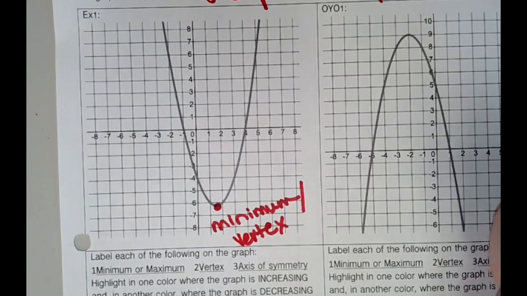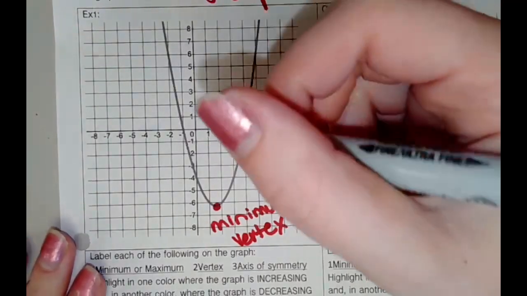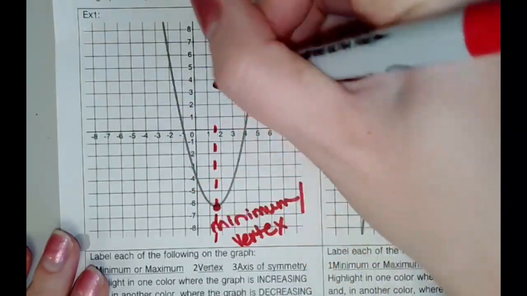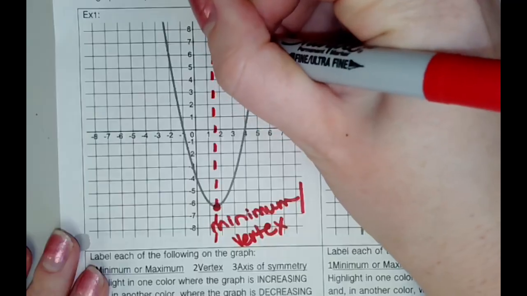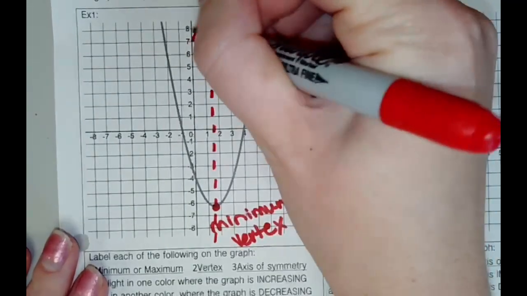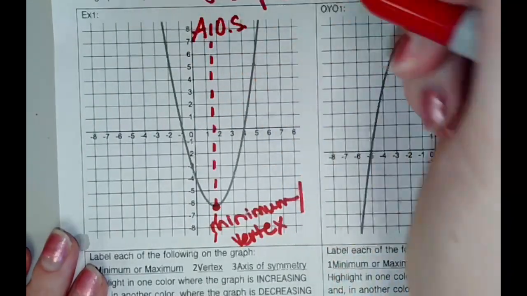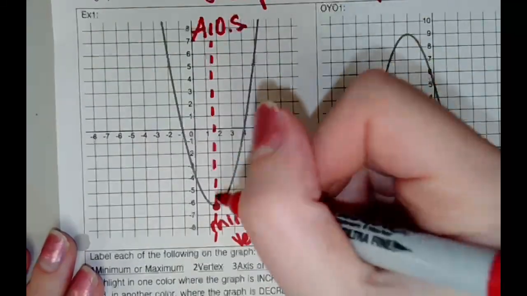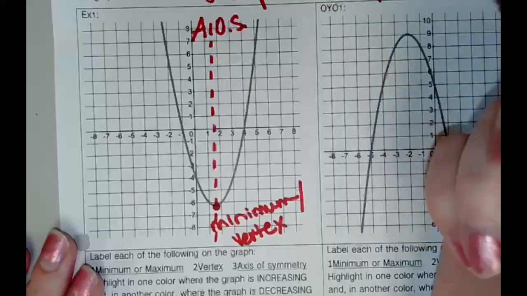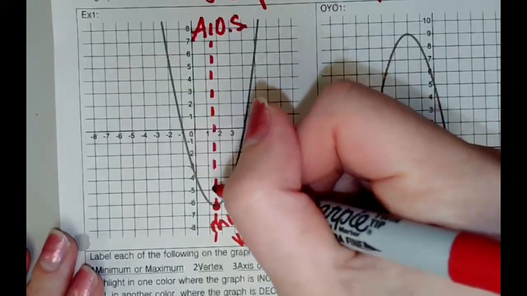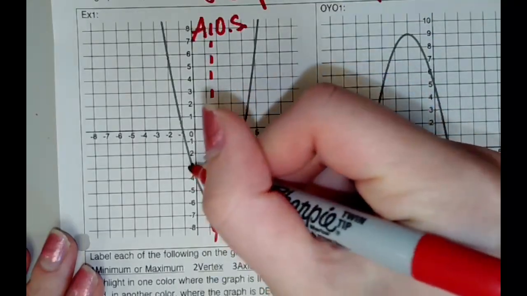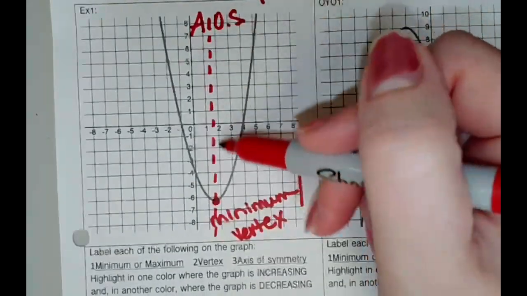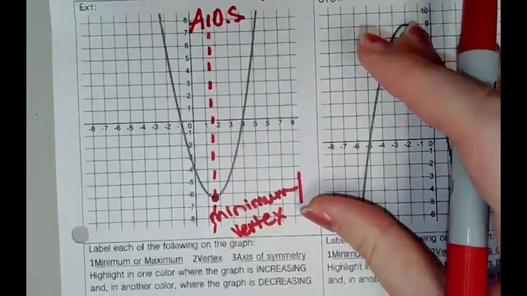Number 3, we are going to label what's called an axis of symmetry. Your axis of symmetry is usually represented with a dashed vertical line. I like to put AOS for axis of symmetry. This is the line that cuts the parabola in half, or makes the points reflected about each other. Your axis of symmetry will always pass through your vertex.